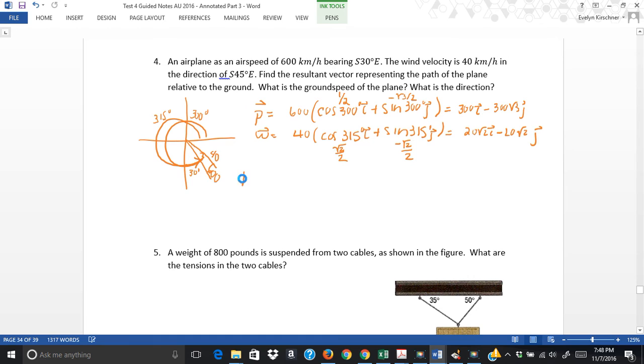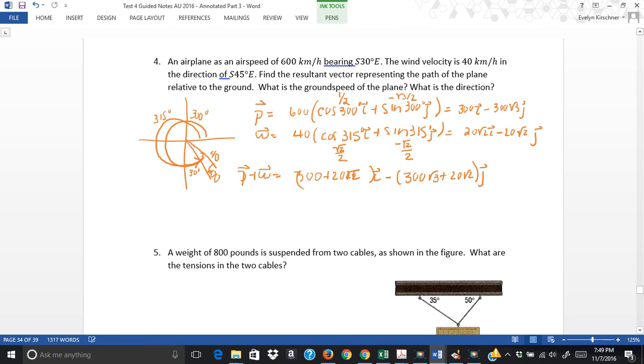So if I'm going to add them together, I want the resultant vector, I have to add the two together. So I have 300 plus 20 radical 2 i minus 300 radical 3 plus 20 radical 2 j. So that's my resultant vector.